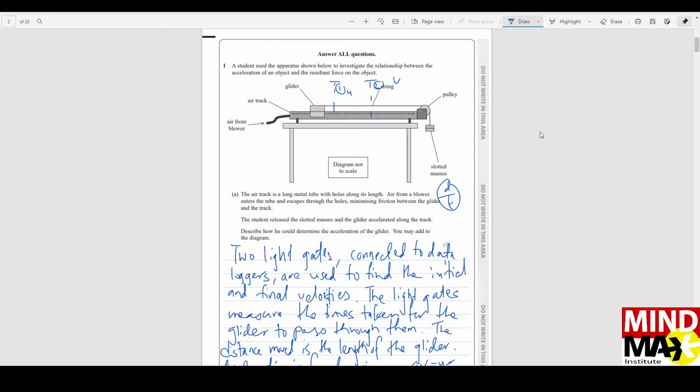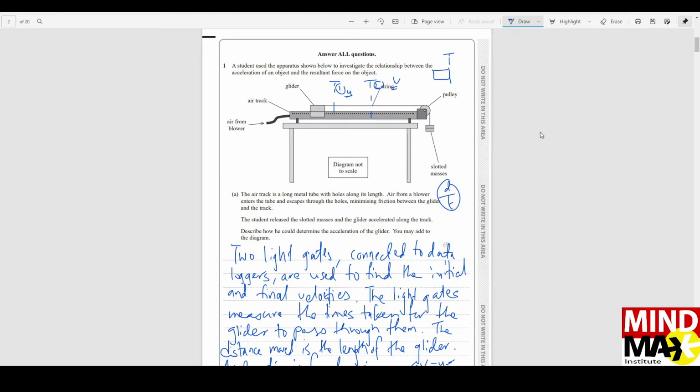Light gates are instruments which pass a ray of light, and when the front of the glider touches the light of the light gate, that is when the interruption starts, and that's how the timer starts in the light gate's data logger. Once the back of the glider has passed through, the interruption stops, and the timer stops. This applies for both light gate 1 and light gate 2. Light gate 1 will give you the initial velocity, and light gate 2 will give you the final velocity.